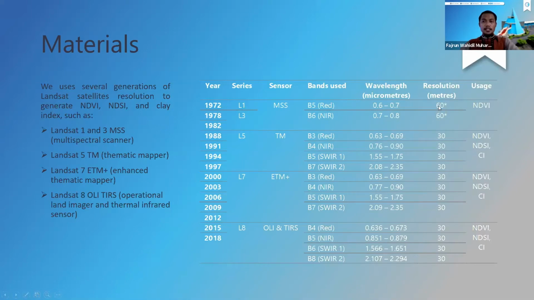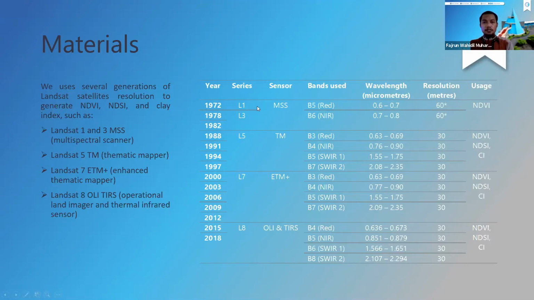We mark here that the spatial resolution of the first sensor of Landsat, which is the multispectral scanner, is about 60 meters, whereas the rest of the Landsat is higher than the previous one. The recent spatial resolution of the Landsat is about 30 meters, but we consider it's not a big deal for us because we focus more on the spectral analysis than the spatial analysis itself.